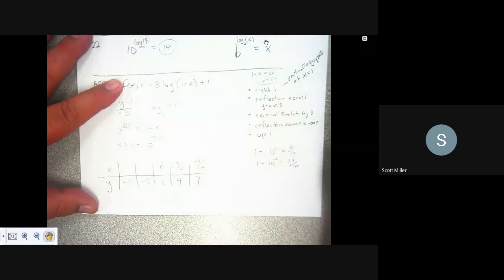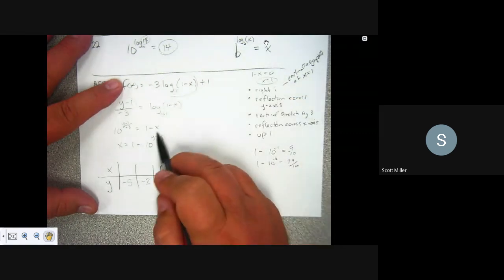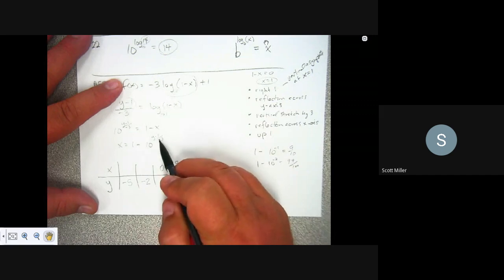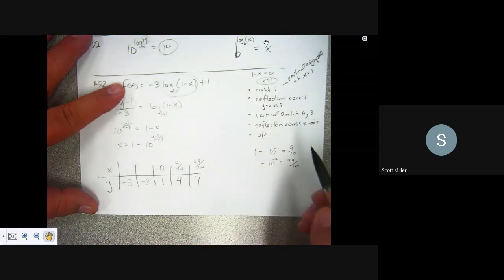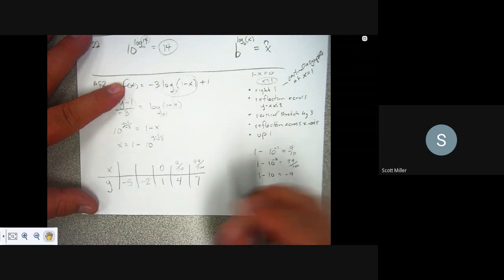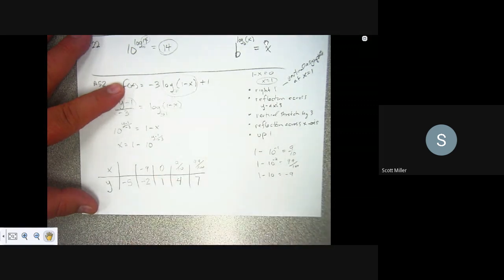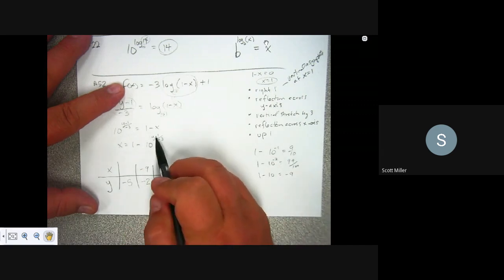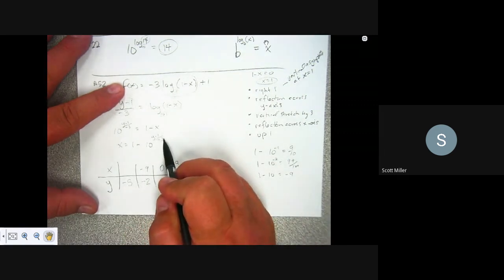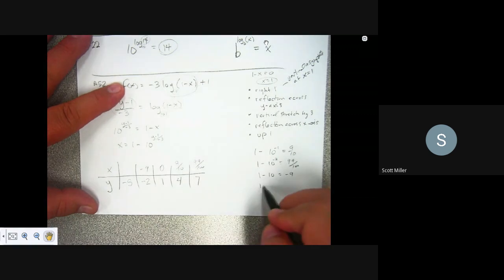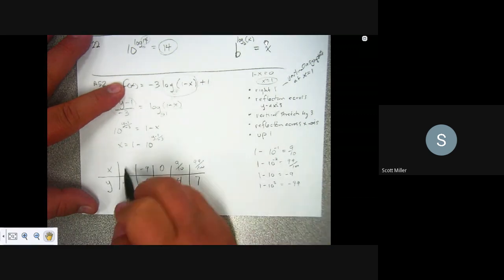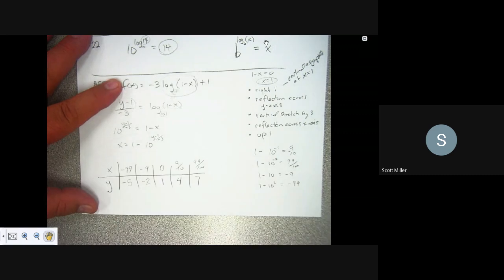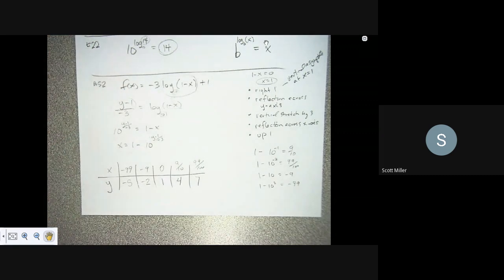Plug in the -2 up in here. This gives me -3 on top, -3 on the bottom, gives me +1 exponent. So that's 1 minus 10, which is -9. And if I plug in -5, gives me -6 on top, divided by -3 is +2. So then I have 1 minus 10 squared, which is -99. So there's my table.